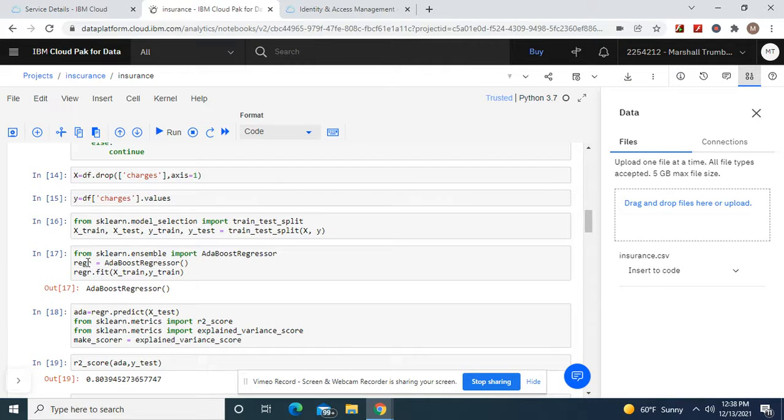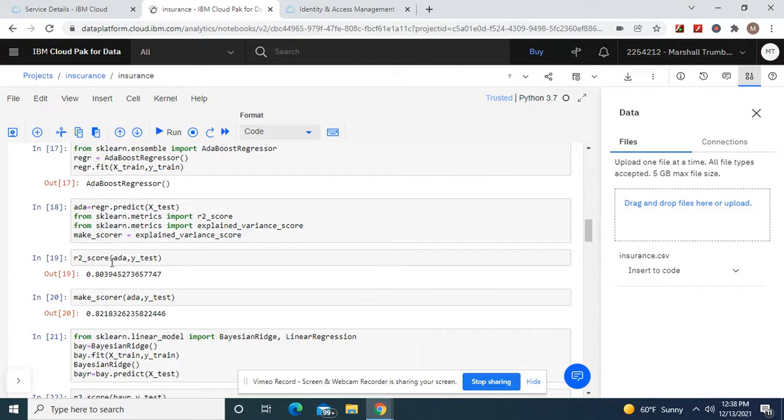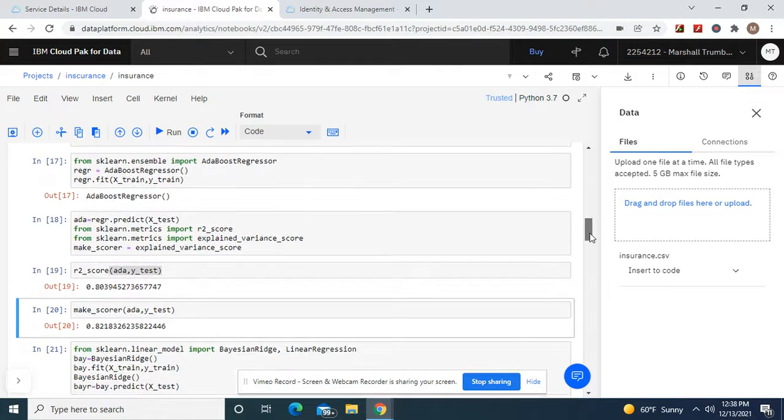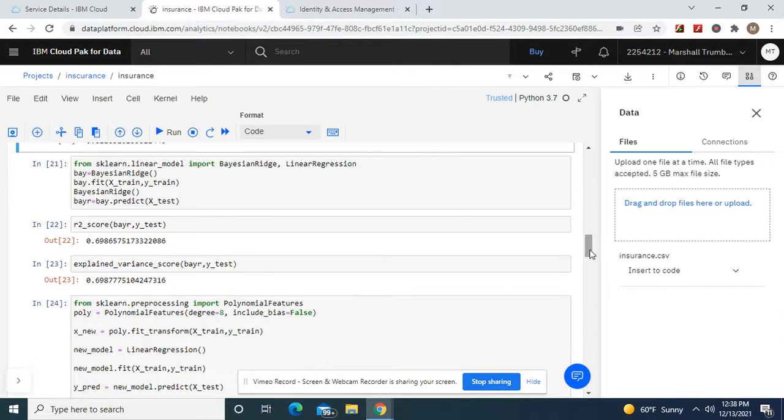Train test split, and then the AdaBoost regressor, which is the first. It did the best. R2 score 80%. Make scorer, you know, explained variance score, which is a little more lenient, 82%. Okay, now let's see how the others did.